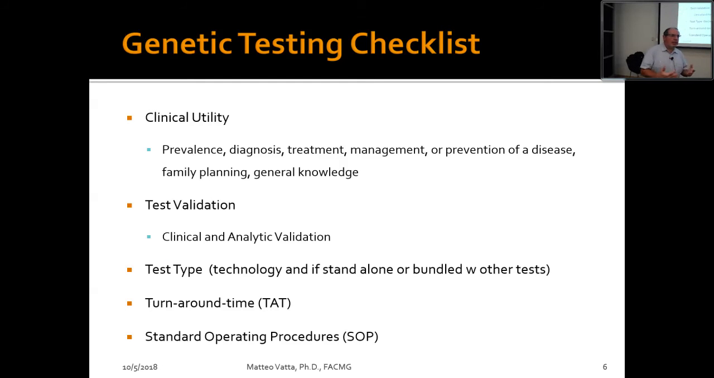So when a clinical laboratory is established and they want to start really setting up a clinical test, they need to really have a checklist, like clinical utility. Is this test necessary? Is this test useful? So for a certain disease, conditions like prevalence: there could be a disease that is very frequent in a particular population where the clinical laboratory is established, but may not be as frequent somewhere else.